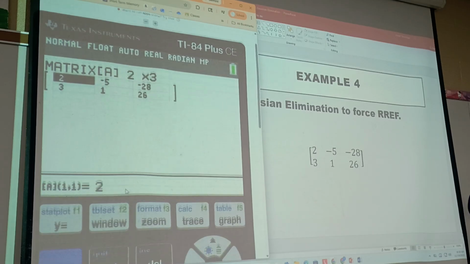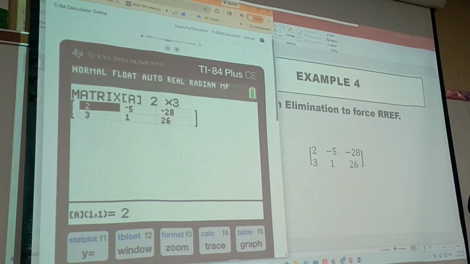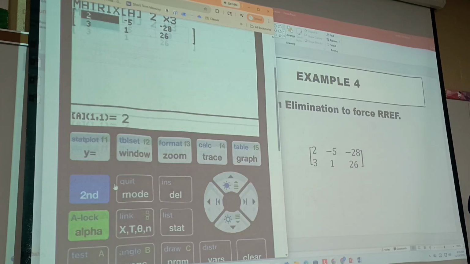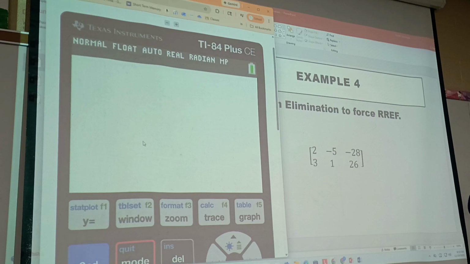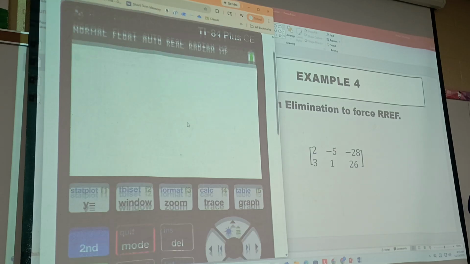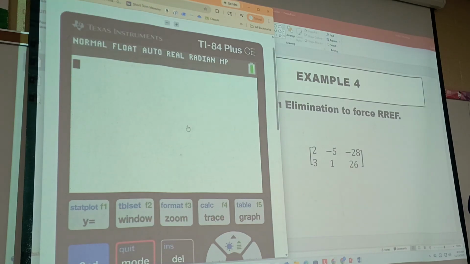All right. Now, I'm going to second quit and go back to the home screen. So second quit, go ahead, you guys can do it. Second quit. Now, how do we solve this piece?